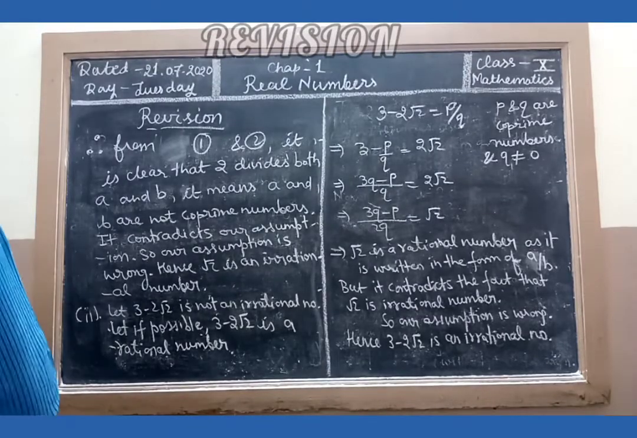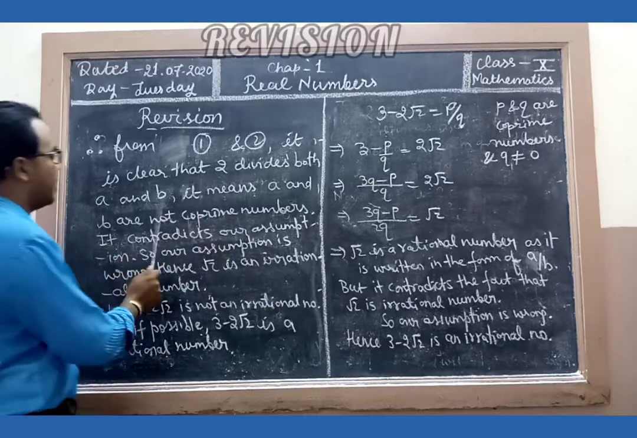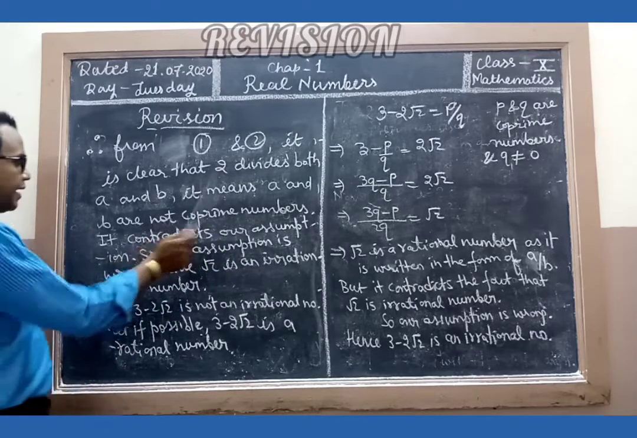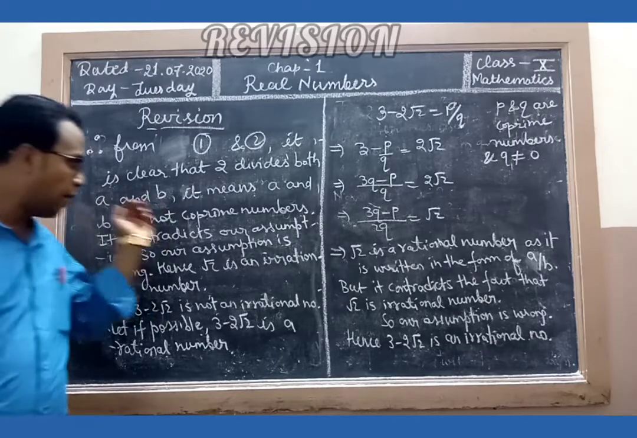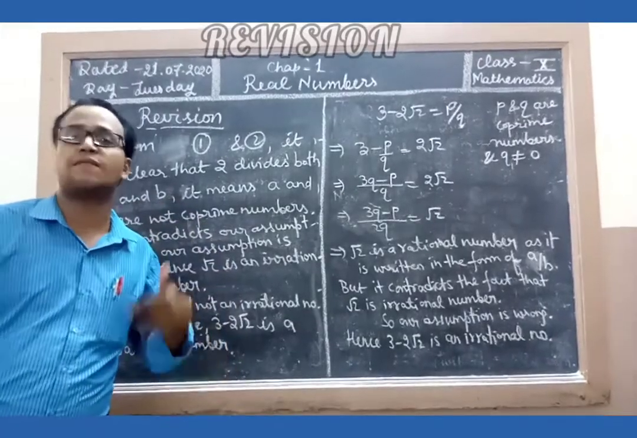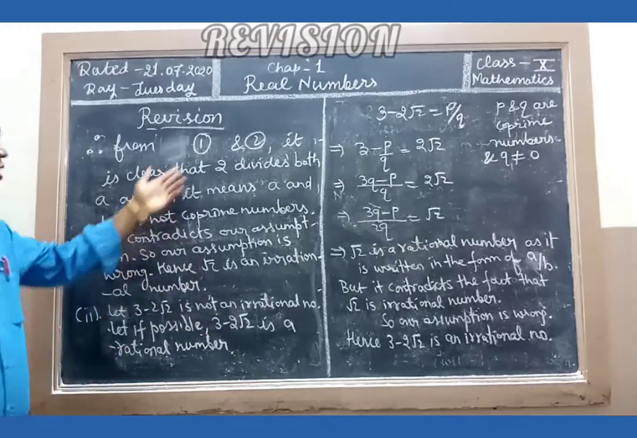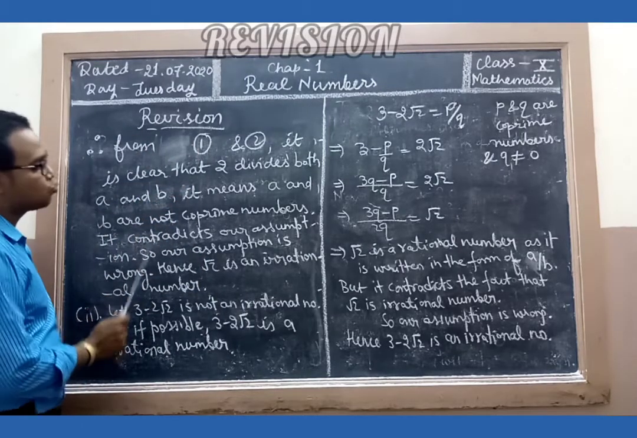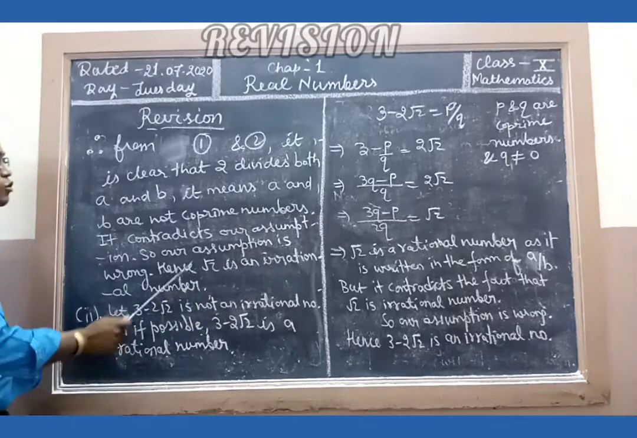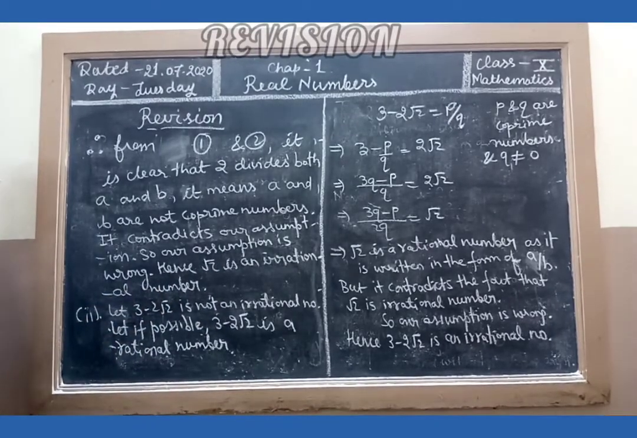From 1 and 2 it is clear that 2 divides both a and b. It means a and b are not co-prime numbers, because co-prime numbers are those numbers whose HCF is 1, but here HCF is 2. It contradicts our assumption, so our assumption is wrong, hence root 2 is an irrational number.